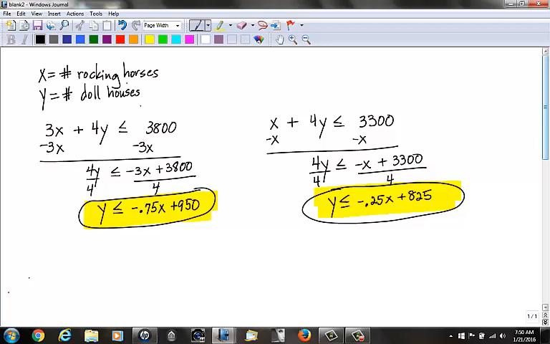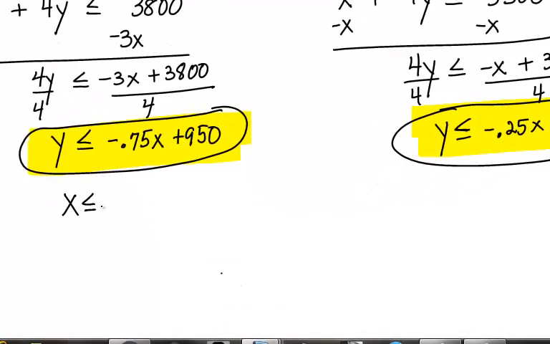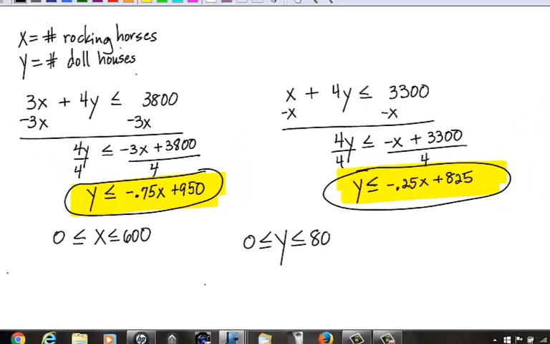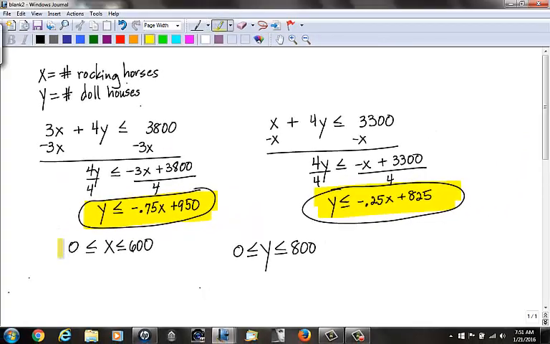Yeah, that's the other constraint. X is less than or equal to 600. And actually the other one was greater than or equal to 0, so we can combine that. That's 2 vertical lines. Okay, then on the y, it was greater than or equal to 0 and less than or equal to 800. So that's another. Those are actually our 4 constraints. Now we want to get a graph.